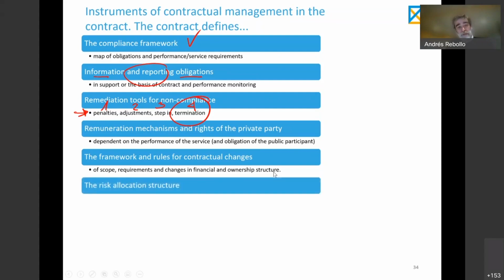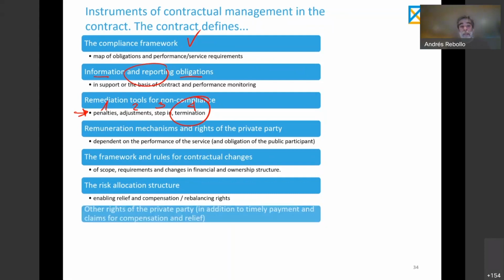And the risk allocation needs to be incorporated in the contract so that the contract allows for relief for certain events and allows for compensation or rebalancing for certain events. We need a framework for that. The contract should capture and cover the risk allocation in a clear manner, including how to compensate events.